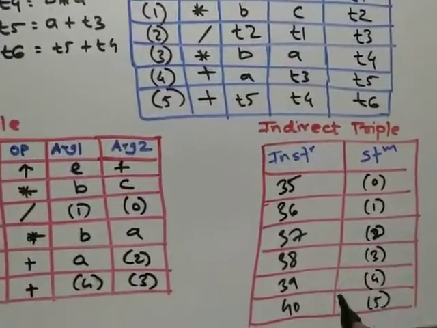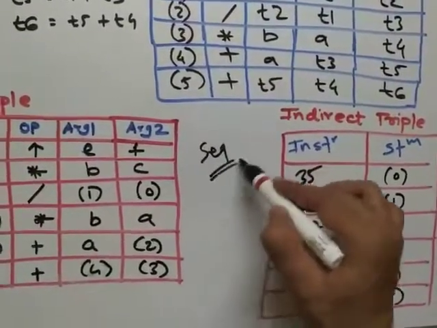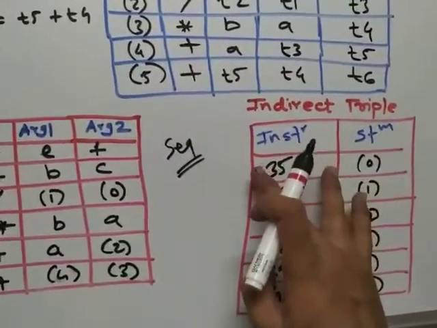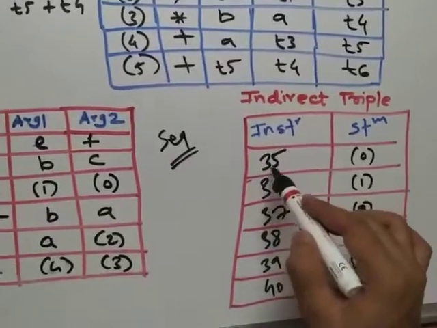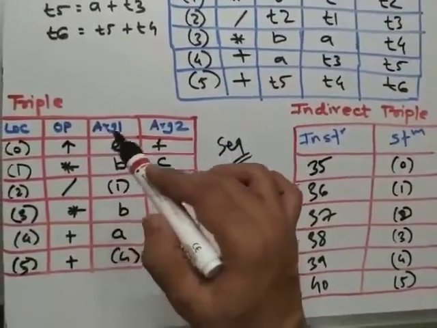Since it is an array data structure, the array holds data in a sequential manner. So data is stored sequentially. This array holds their respective address locations. That is, at 35 it holds statement 0 from the triple.